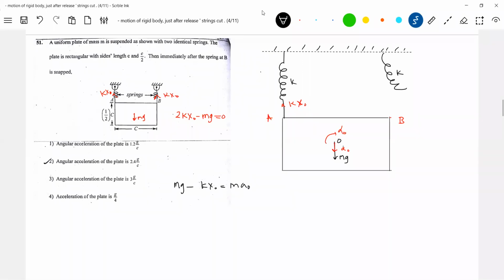Mg minus Kx naught equal to Ma by 2. So Kx naught is equal to... Kx naught into L by 2 is equal to... there's a rectangular plate. So I'll do one thing. Let me take this is length L and breadth B. So what is the moment of inertia? M L square B square by 12 into alpha naught.